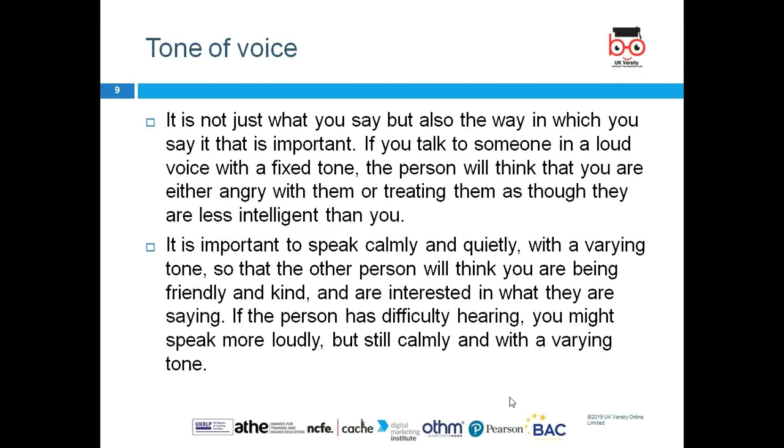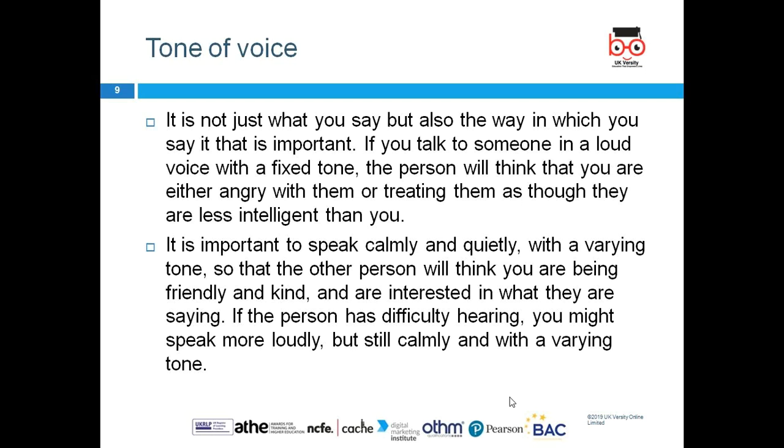And then also the tone of your voice is really important in this as well. So you might be speaking to young children, you might be speaking to vulnerable adults, people that might be hard of hearing. So it's very important that you use a good tone of voice. So it's not just what you say, but it's the way you say it. So if you're talking to someone and being really loud or having a fixed tone, they might think that you're being angry with them, or that you think that they're beneath you, that they're not as intelligent as you.